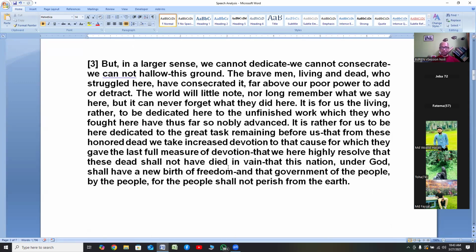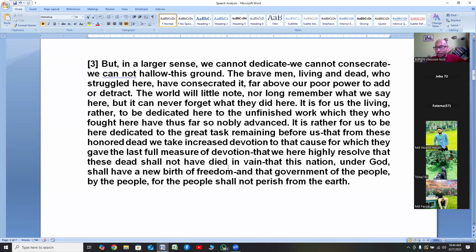But in a larger sense, we cannot dedicate, we cannot consecrate, we cannot hallow this ground. The brave men, living and dead, who struggled here have consecrated it far above our poor power to add or detract. The world will little note, nor long remember what we say here, but it can never forget what they did here.